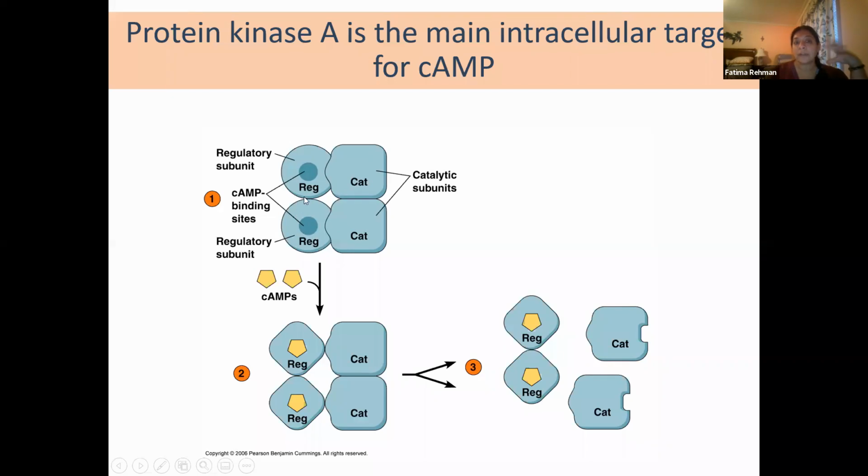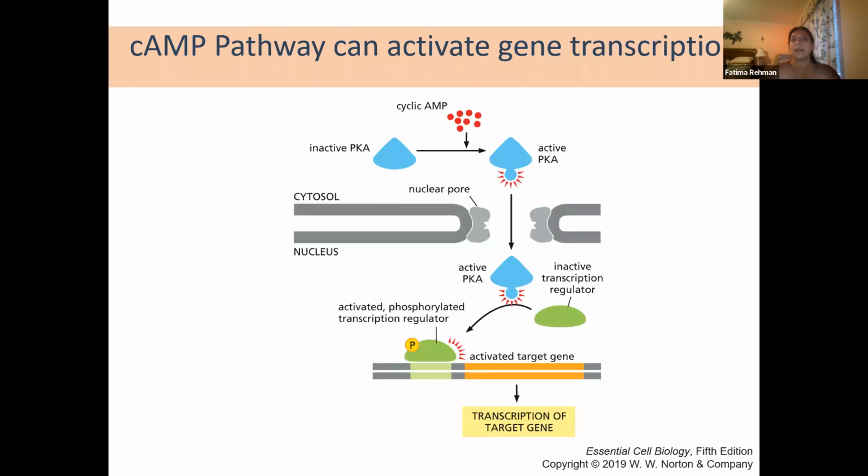So here you have different regulatory proteins that have binding sites for cyclic AMP. These proteins are usually going to be bound to catalytic subunits of protein kinase. And when cyclic AMP is bound to them, that binding is disrupted. So now your catalytic subunits of protein kinase A are going to be activated so that they can go and phosphorylate their target proteins, to regulate gene expression.